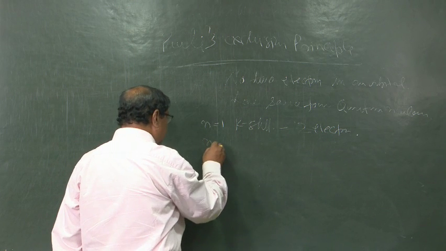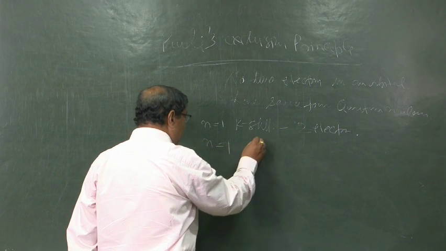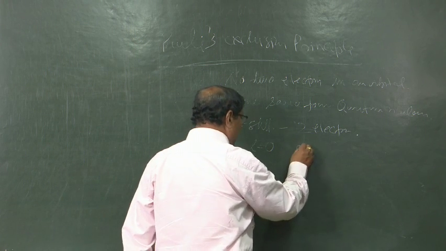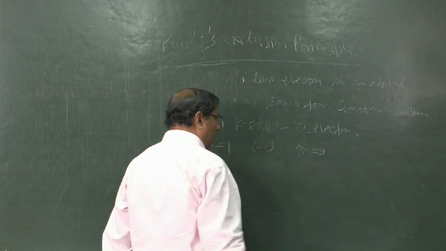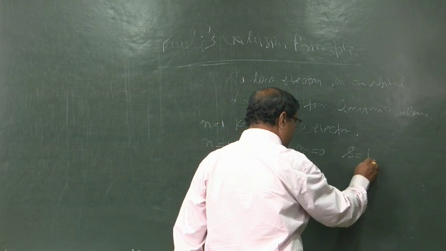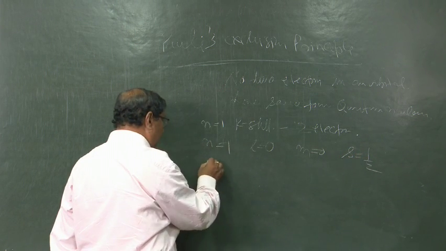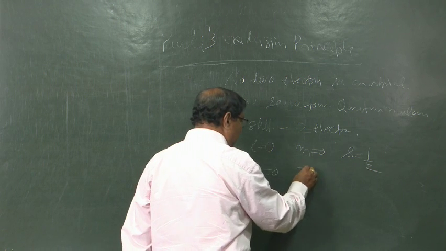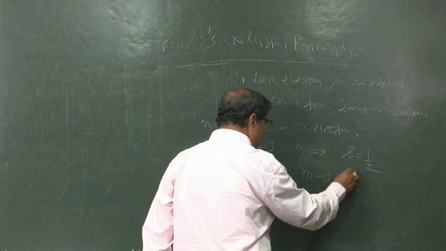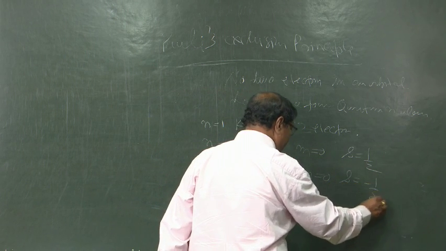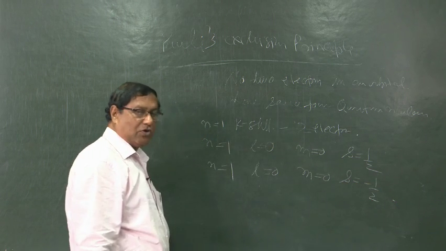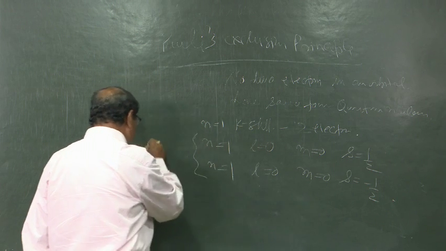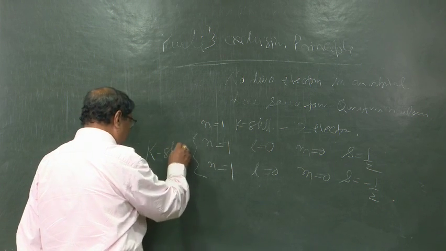One electron has n is equal to 1, L is equal to 0, m is equal to 0, and s is equal to plus half. The other electron has n is equal to 1, L is equal to 0, m is equal to 0, and s is equal to minus half. So these are the 2 electrons in the K shell.